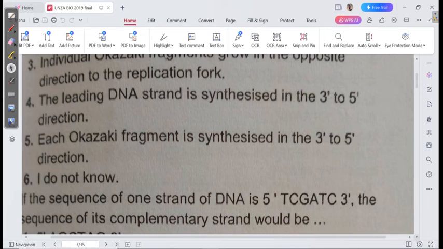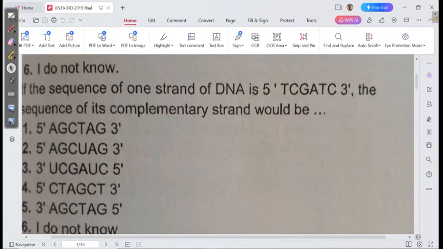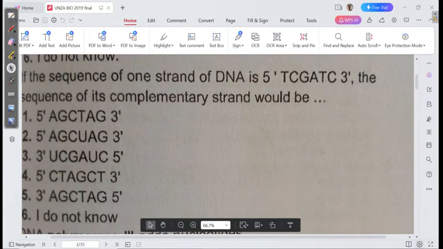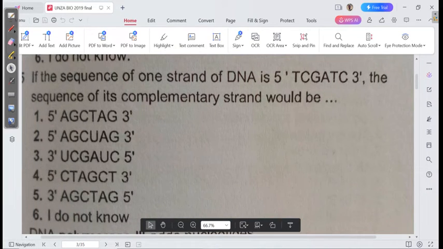Sir, my question was, what's the direction of the leading strand? I'm kind of confused. What's the direction of the leading strand, and also what's the direction of the lagging strand? That's a good question. So I'll answer it from here.